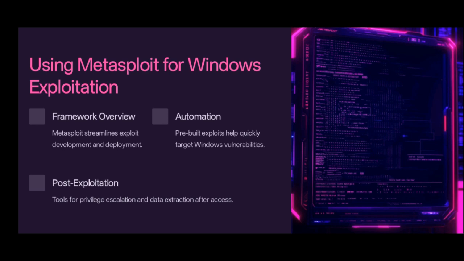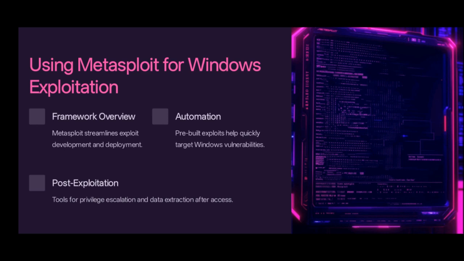Step 3. Exploit selection. Metasploit contains various Windows exploit modules. For example, exploit/windows/smb/ms17_010_eternalblue. Step 4. Payload configuration. Attackers choose payloads such as windows/meterpreter/reverse_tcp, allowing remote access once the exploit succeeds. Step 5. Exploitation and shell access. If successful, a shell or Meterpreter session is opened, granting control over the system. 3. Post-exploitation.